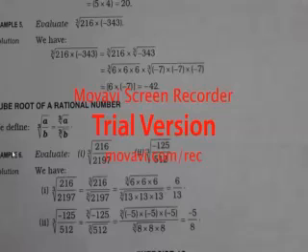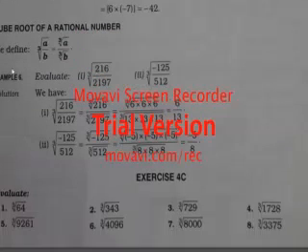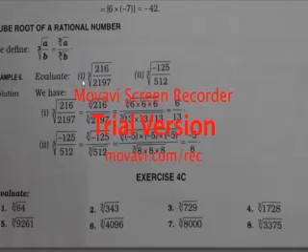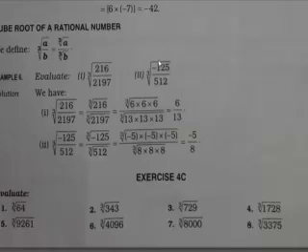Okay. In the same way, if you see the cube root of a rational number, we define cube root of a by b as cube root a by cube root b. So we can see example 6, evaluate: one is cube root of 216 by 2197, and the second question is cube root of minus 125 by 512. So cube root of 216 by 2197 is equal to cube root 216 by cube root 2197.